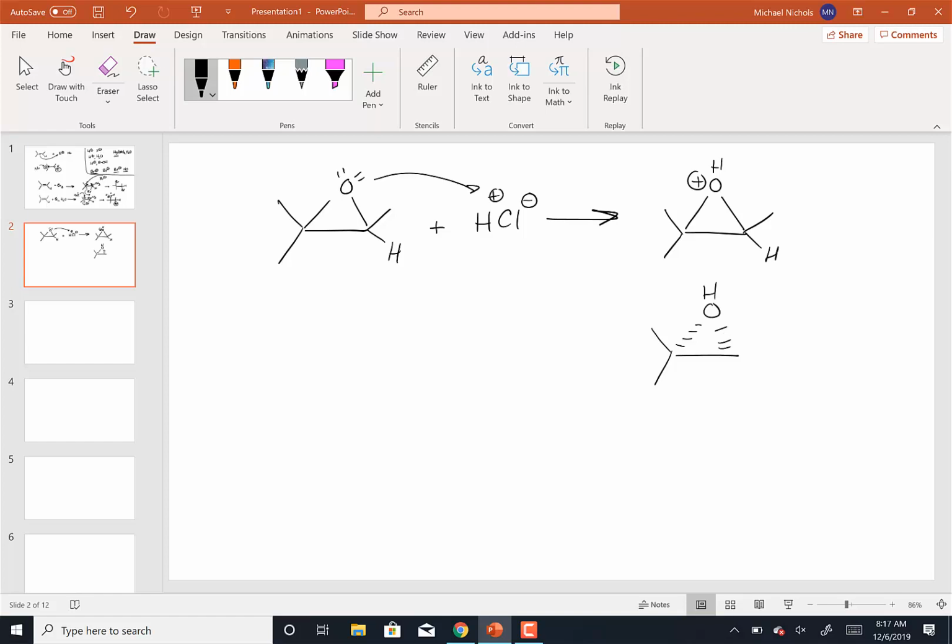Actually, we can take away the partial bonds, and we can say, well, it's going to put a good chunk of positive charge down on the carbons. Now my Cl minus is going to come in. Which carbon is it going to attack? The most substituted, because that carbon has the most delta positive charge.